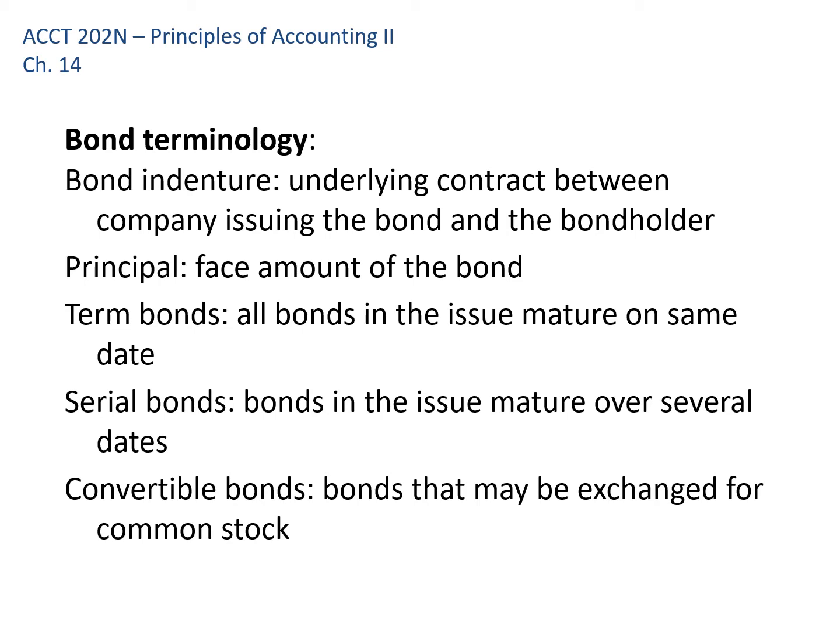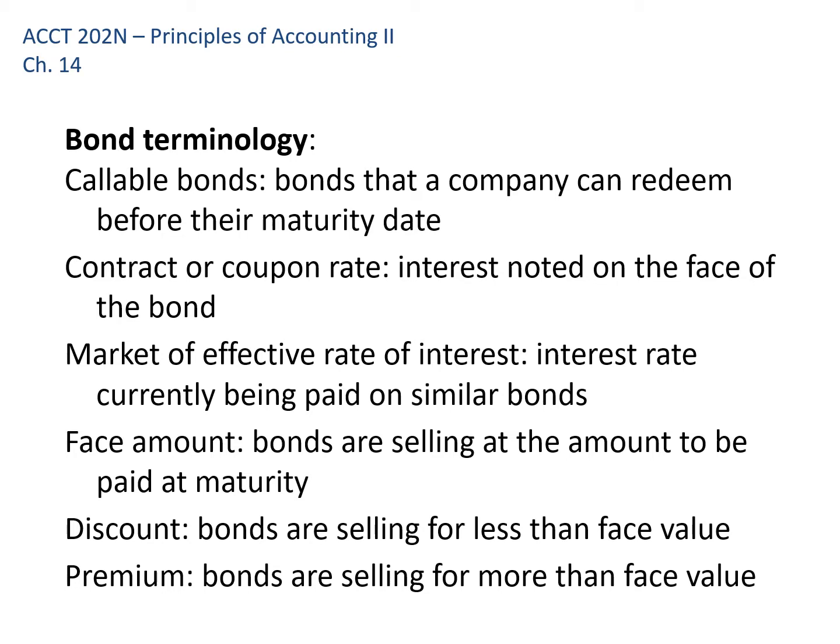There are term bonds, which all mature at the same date, or there are serial bonds, where different portions of the bond mature at different dates, where it's staggered. There are convertible bonds, so bonds that could be exchanged for common stock, either at the request of the company or the investor. There are callable bonds, which allow the company to pay off the bond early, before the maturity date, if they choose to.